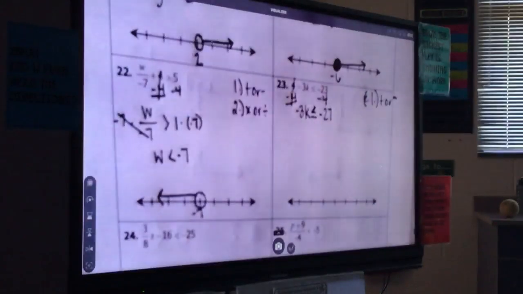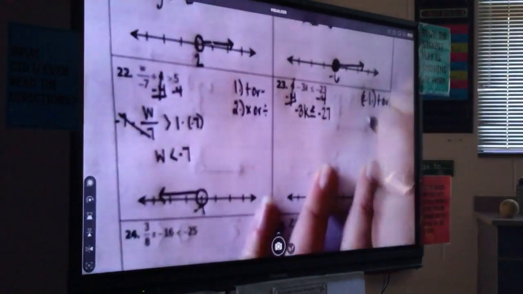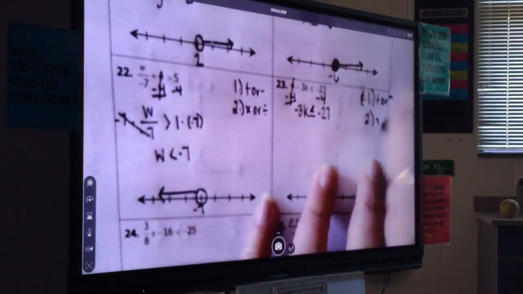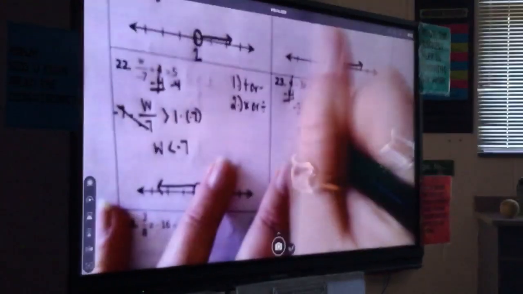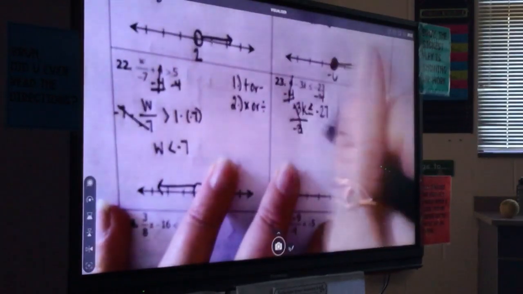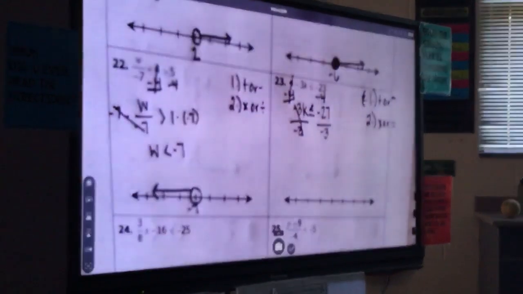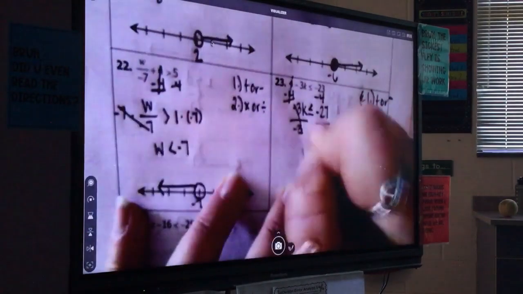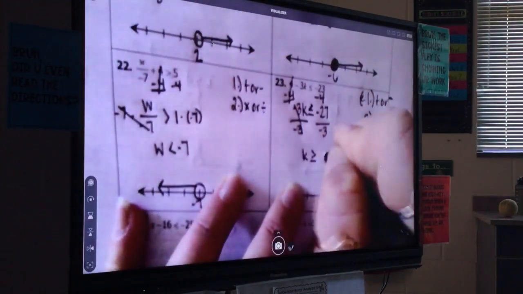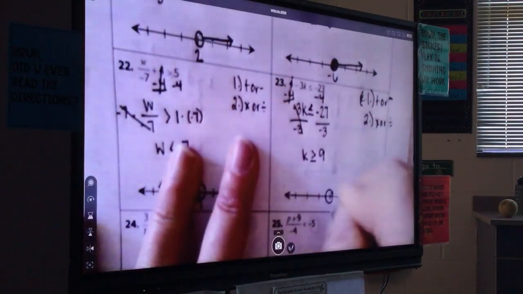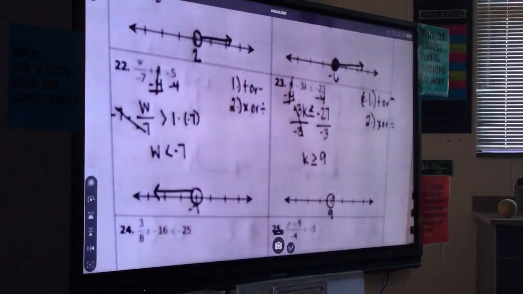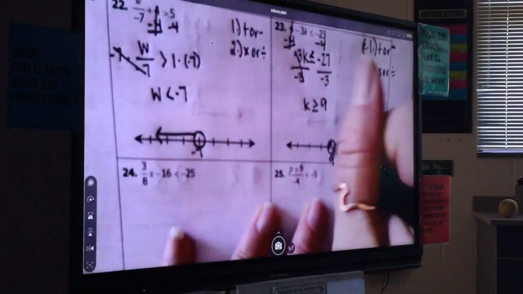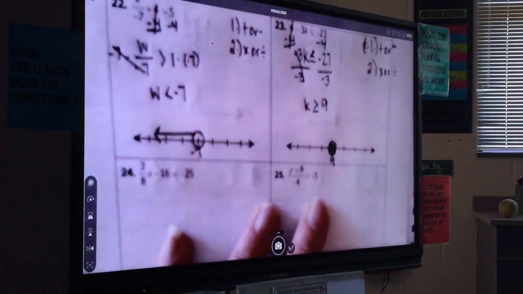And then from here, what am I looking for? Audrey. Multiplication or division. So I'm going to divide by -3 on both sides. What does that tell me I have to do with my inequality? Got to flip it. So k is greater than or equal to 9. Open or close circle? Close circle. And am I going to the right or to the left?